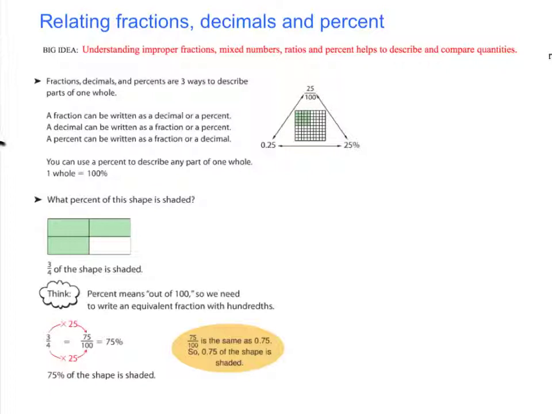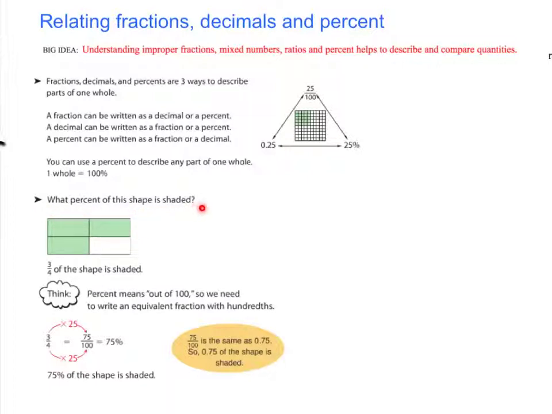This becomes really helpful when you're trying to compare quantities, that you can change them all into the same kind of thing. So for example, you might change them all into fractions if you're really good with fractions. You might change them all into decimals and then compare them as decimals. You might change them all into percents and compare them as percents. We'll look at some of that today.